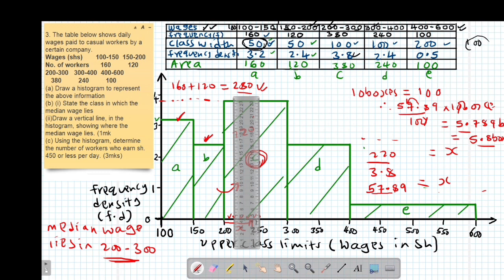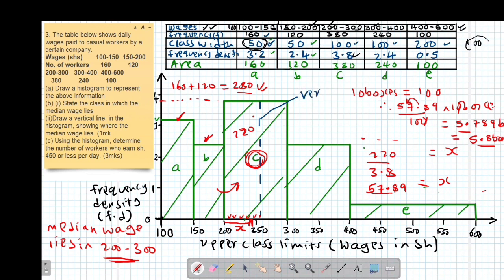Maybe let me use a different inking here. So the line will be here. This will be the line representing our 5.8 boxes. So this is where the median lies. This is what we are calling the vertical line, which is representing the median. So this is where our median lies through the 5.8. 1, 2, 3, 4, 5. Yeah, 5.8. So I'm hoping you are able to see the procedure of how we got that line.